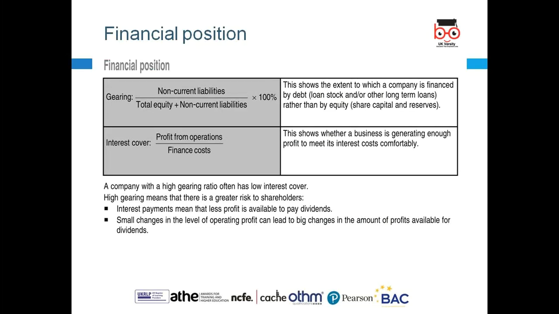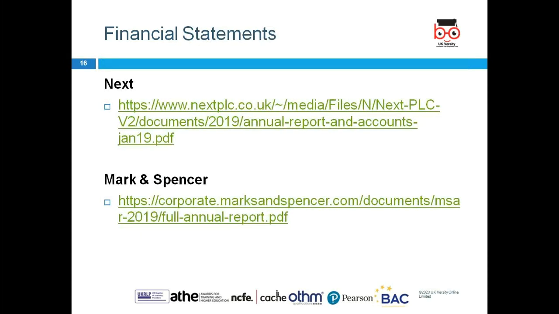As I mentioned, for financial position we can look at gearing and interest cover ratio. Now we look at two companies, one of which is Next. What we can do is copy these links, go through and copy this link, and in Google we can just copy and paste it and look here.